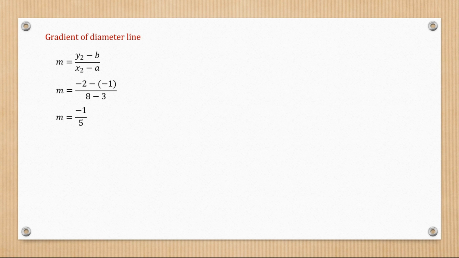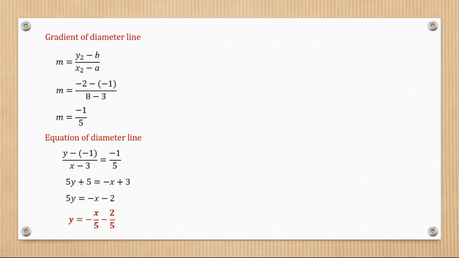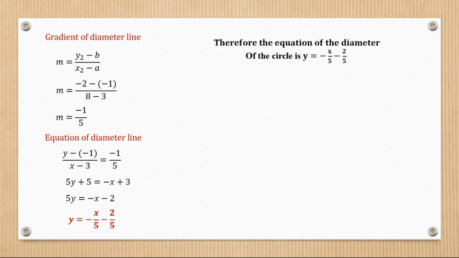So now that we know the gradient of the diameter line, we can find the equation of the diameter line. Since the center lies on the diameter line, this is how we shall find the equation. We shall have (y minus -1) over (x minus 3) being equal to -1 over 5. So we shall have 5y plus 5 equal to -x plus 3. Eventually when I solve this, I'll have y equal to -x over 5 minus 2 over 5. So therefore the equation of the diameter of the circle is y equals -x over 5 minus 2 over 5, and that is the answer.